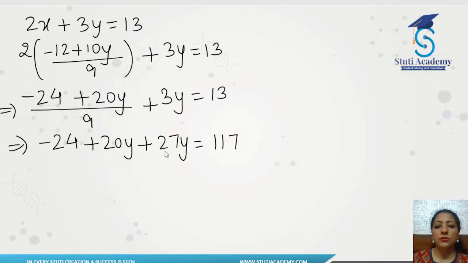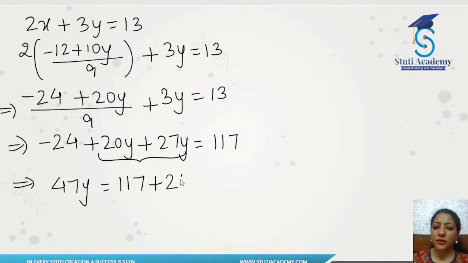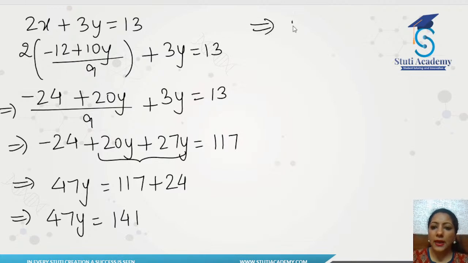Now we are going to simplify this. We can combine these two. They're like terms. We'll get here 47y. And this minus 24, we will take on the right hand side. It will become plus 24. So this is 47y is equal to 117 plus 24. This is going to be 141. Now from here we can see that y is 141 over 47.